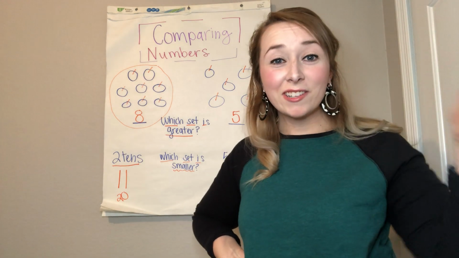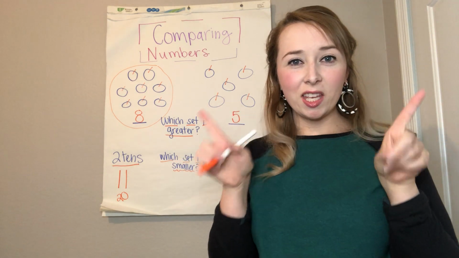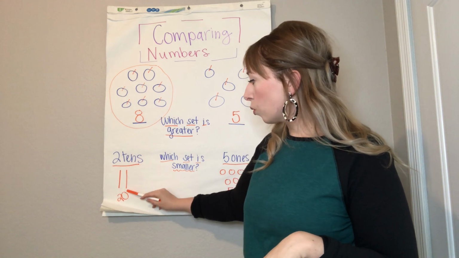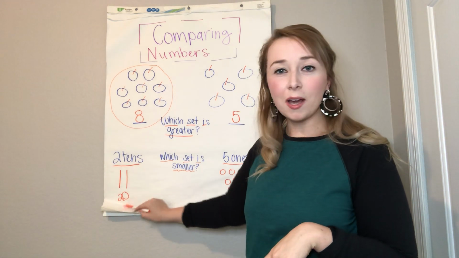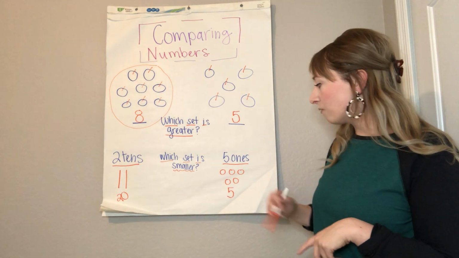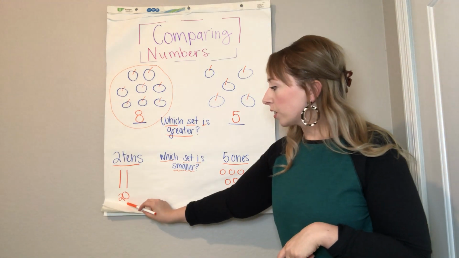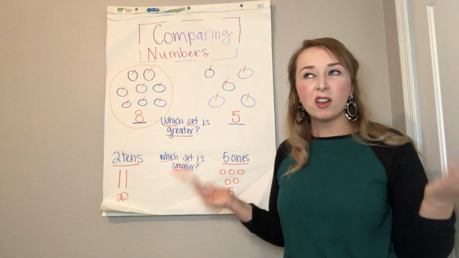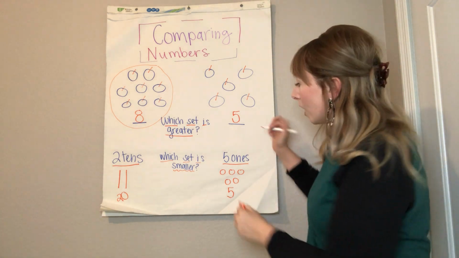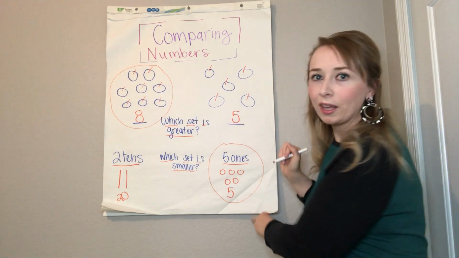All right, let's see if you got the same answer as Mrs. Gordon. So I'm gonna talk about this and I'm gonna think out loud. So over here I have 10, 20. I have 2 tens, which is the number 20. And over here it says I have 5 ones. So I have 1, 2, 3, 4, 5. So I'm comparing the number 20 to the number 5. So the smaller number would be 5. So I'm going to circle this set over here.